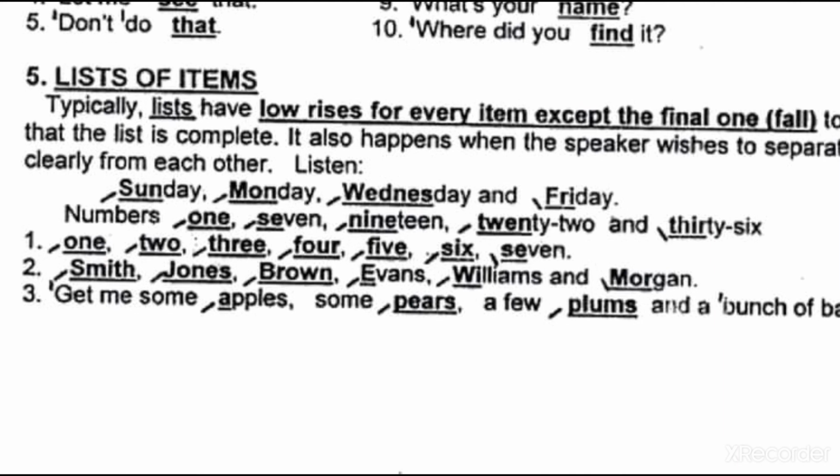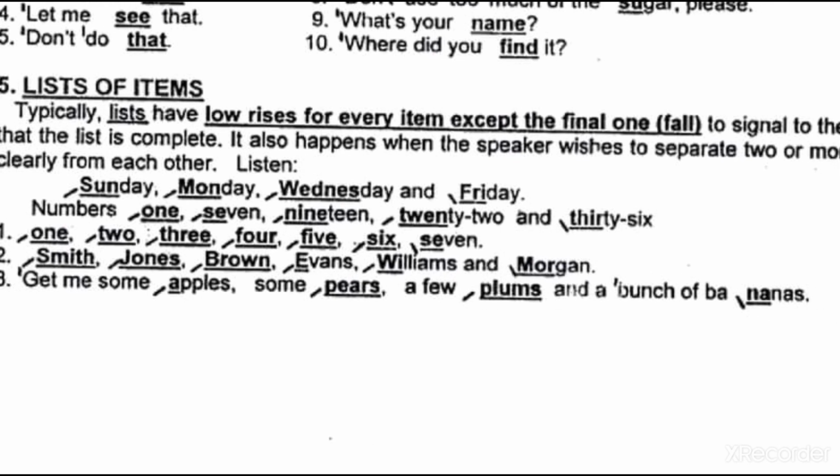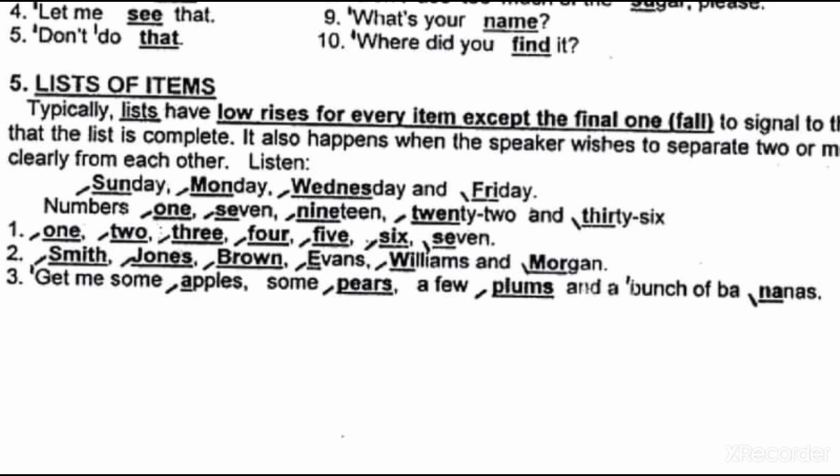Another example where I state numbers. 1, 7, 19, 22, and 36. So here the fall is only on the last item, which is 36. Numbers as well. If someone asks you to count till 7, for example, you would say 1, 2, 3, 4, 5, 6, 7. So here the fall is on 7. Another example, number 2. Smith, Jones, Brown, Evans, Williams, and Morgan. So here, all the elements will have a low rise. However, the last element will have a low fall to indicate that the sentence has finished.